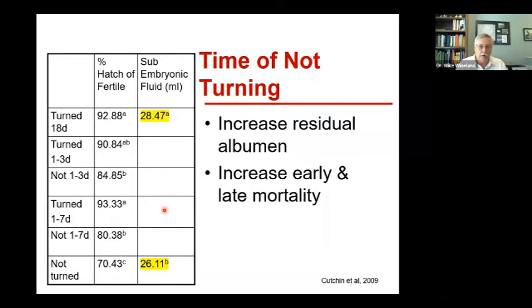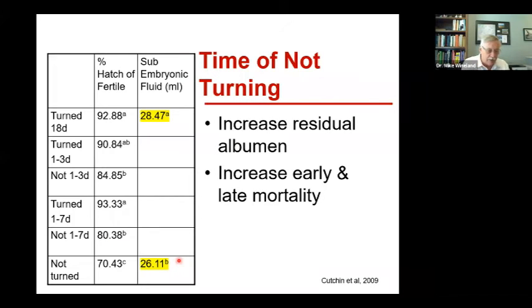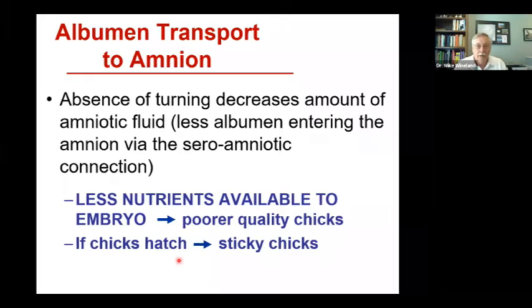And then there was also an increase in early and late embryonic mortality that she noted, as well as you can see the difference in the amount of sub-embryonic fluid that was formed. In those that were turned, it was 28.5 mils versus 26 mils for those that weren't turned. And there is some evidence that the amount of sub-embryonic fluid that's formed during incubation can impact viability of the embryos.